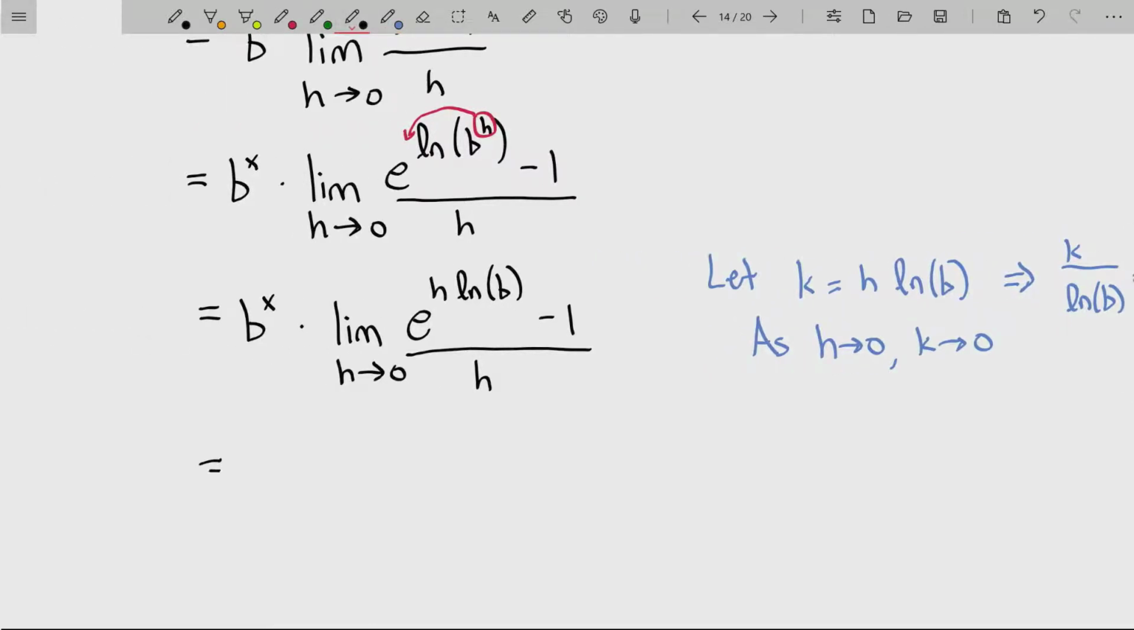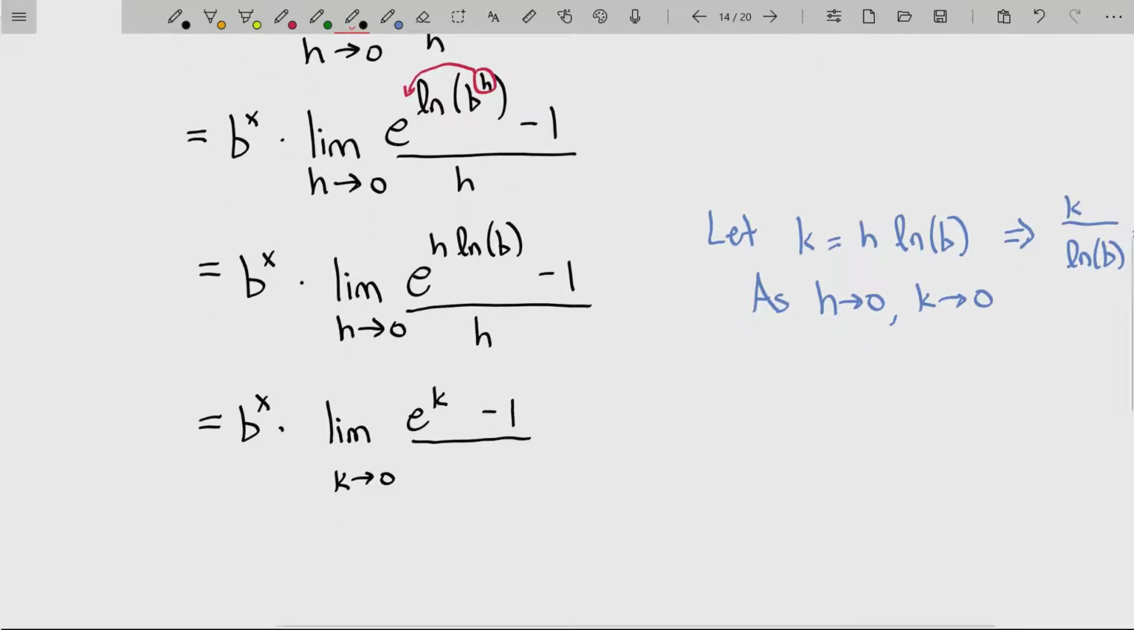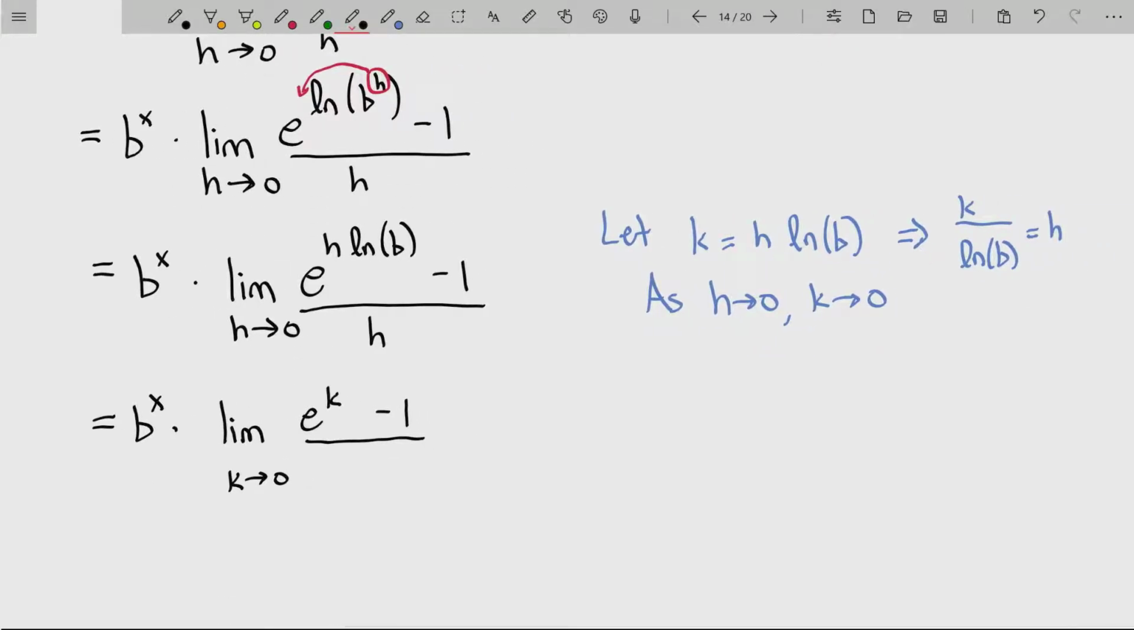This will be b to the x times the limit as h is tending to 0. e raised to the h times natural log of b is now called e to the k. Oh, by the way, I'm going to switch this out for k going to 0. Minus 1 over, instead of h, I'm rewriting as k over the natural log of b.